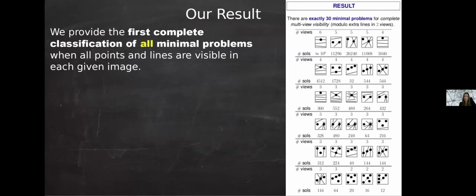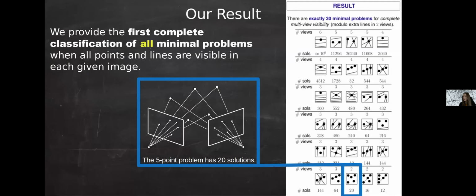And here it is. This is our result. We have shown that there are exactly 30 minimal problems, and this table lists them all. Let me show you how to read this table with an example. Down here, we have the 5-point problem. The number 2 of 2 views means that we have 2 given images. The icon in the table shows what each image sees. In this case, this is 5 points. And then at the bottom, we always see the number of solutions, which was 20 in this case.